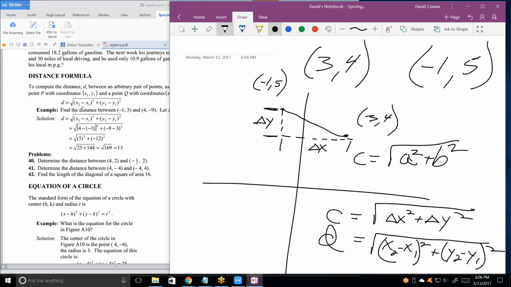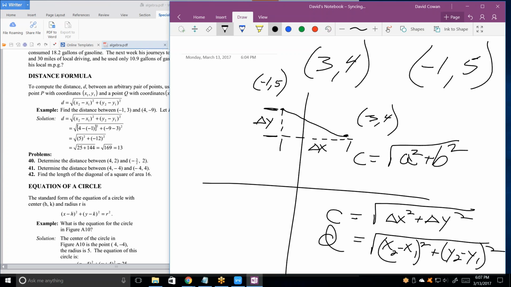Okay, and that's what they're giving us here. But that's a really complicated looking formula, and it gives a lot of people a lot of trouble. But if you always remember that what they're really talking about is the hypotenuse of a right triangle, then it won't be so hard to memorize. Because notice that the distance is the square root of the short side squared plus the other side squared. In other words, it's really the Pythagorean theorem in disguise.